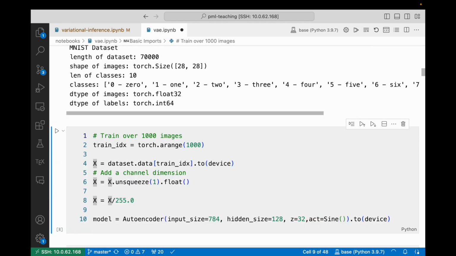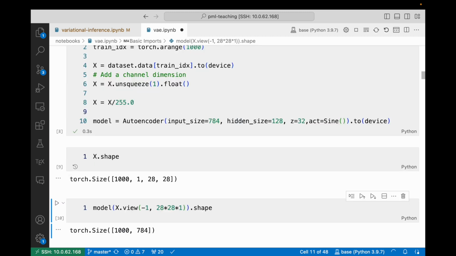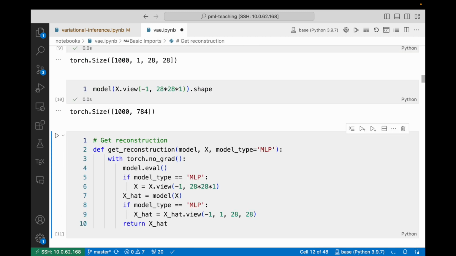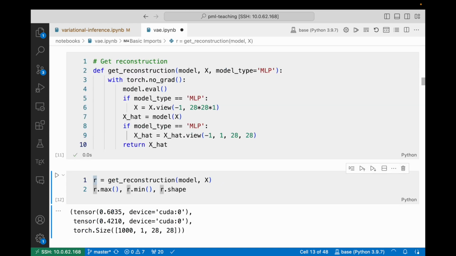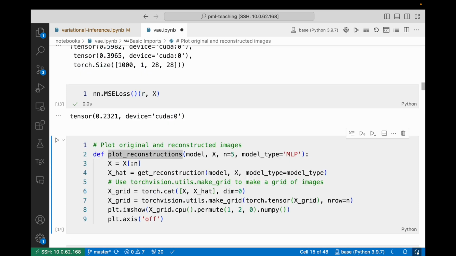I'm using 1000 images from the MNIST dataset. I have put them on a scale of 0 to 1. I create an autoencoder object, input size is 784, hidden size is 128, and z equal to 32. As I've shown before, I typically want to see the model's prediction before I've done any training. So I have a reconstruction method which just calls the model on input x. I will just directly then plot these reconstructions.